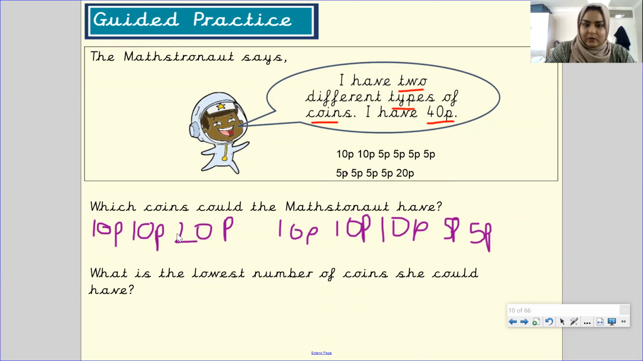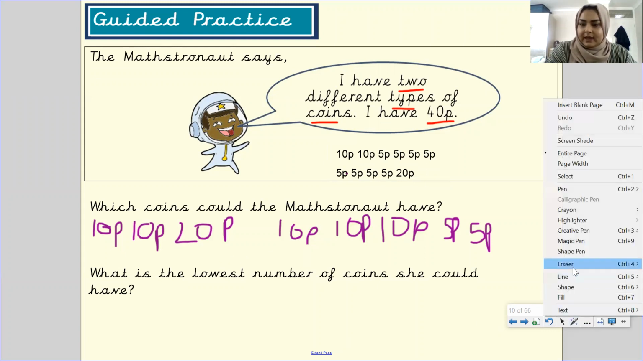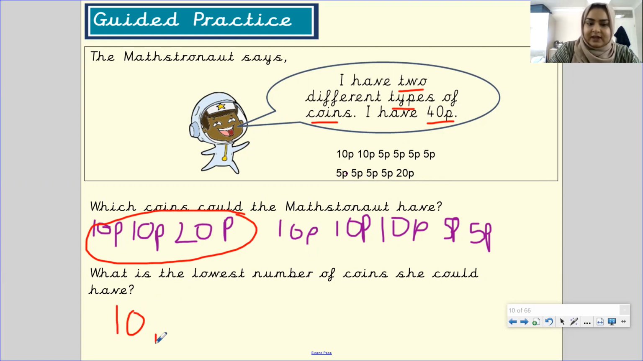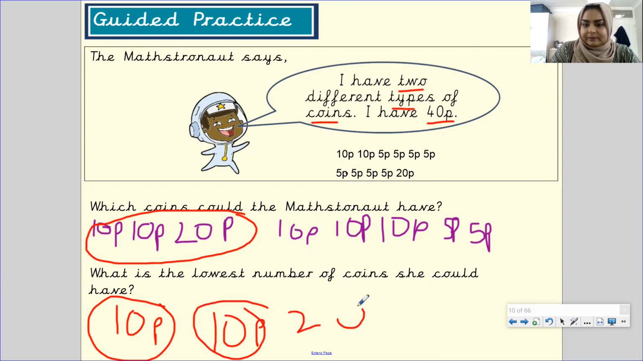I found 4 ways here, 1, 2, 3, 4. And if I look at my different ways, I've got 1, 2, 3, 4, 5, 6 coins here. I have 1, 2, 3, 4, 5 coins here. I have 1, 2, 3, 4, 5 coins here, and I have 1, 2, 3 coins there. So if I look at all the options I have, it's this option which has the lowest amount of coins. I've only used 3 coins, so I've used 10p, 10p, and 20p.